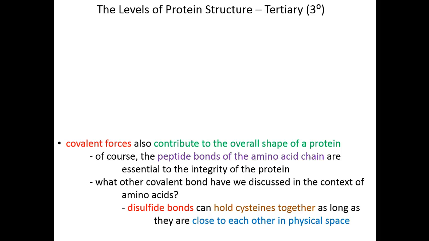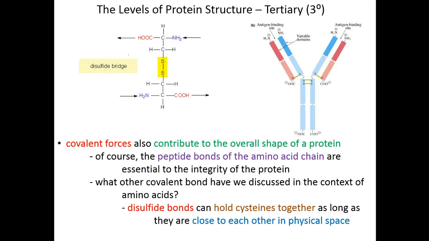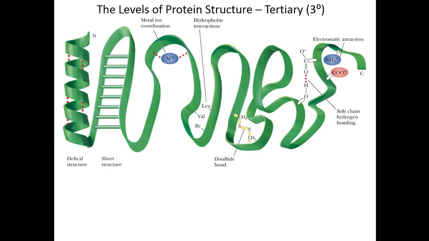Disulfide bonds are covalent bonds that can hold two cysteines together, and correctly placed disulfide bonds can help stabilize tertiary structure and keep proteins folded into their proper shape by keeping different amino acids close to one another in physical space. So here's an example of a disulfide bridge in general. And we also talked about disulfide bridges keeping antibodies, or immunoglobulins, in their correct three-dimensional shape, allowing them to do the job of binding to antigens.